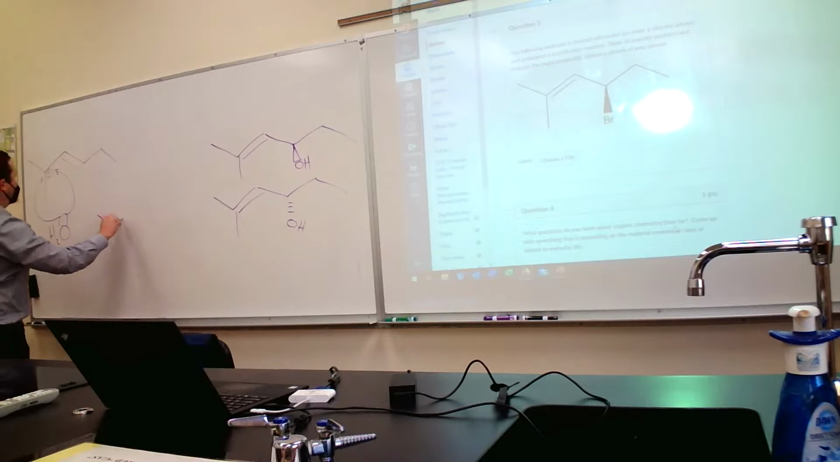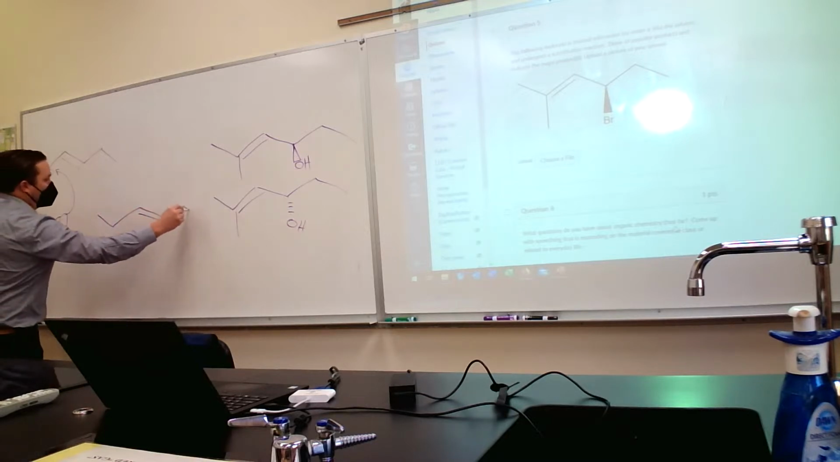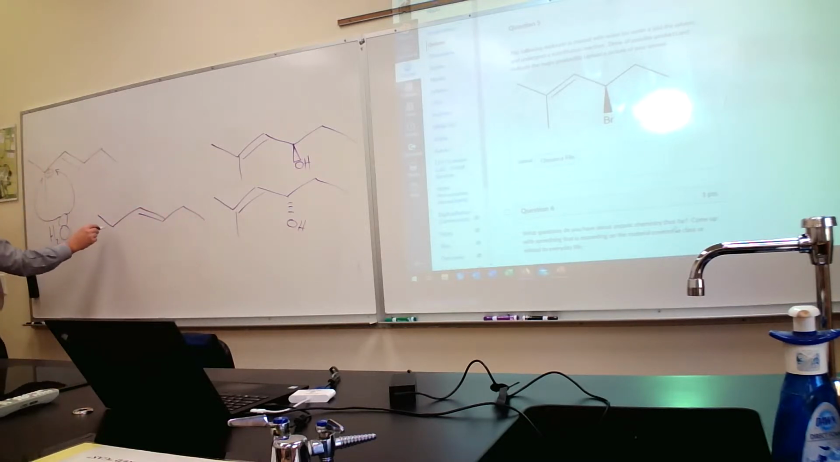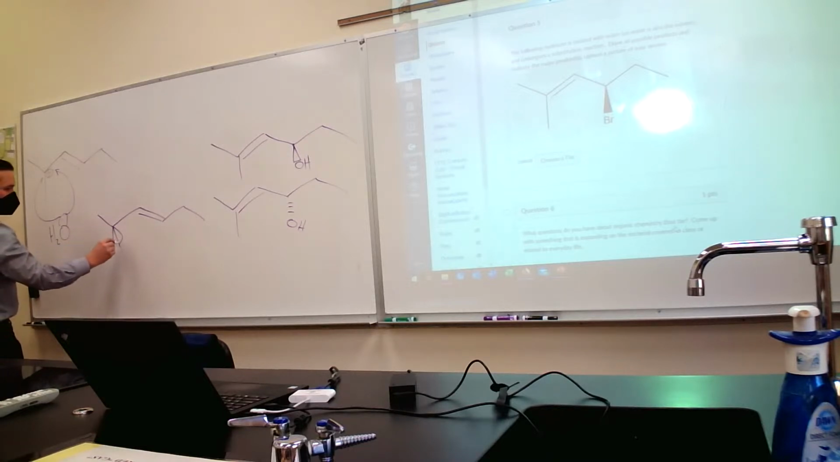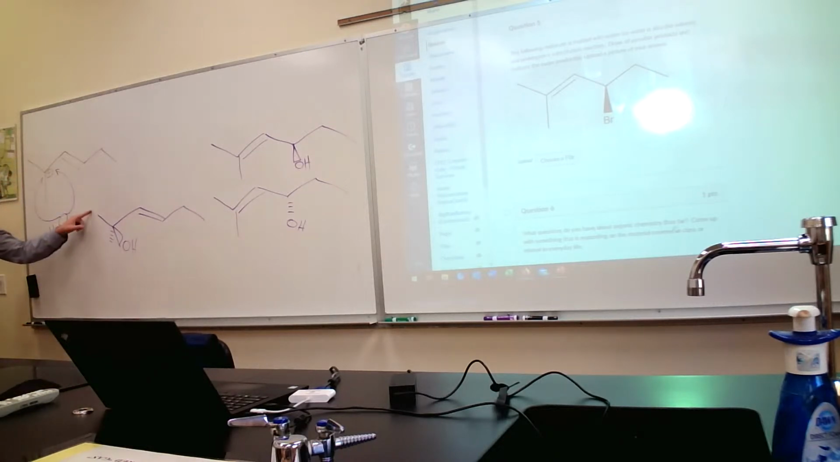But in both cases, you're going to wind up with the same molecule because these two methyls are identical. So it's no R versus S. But this resonance structure could be either, we do have E versus Z.